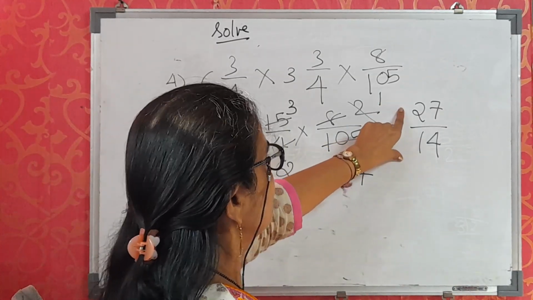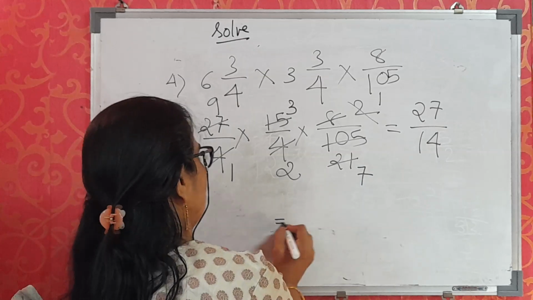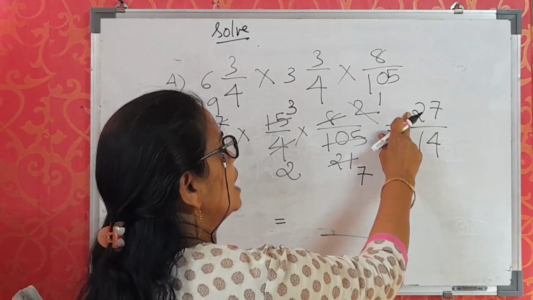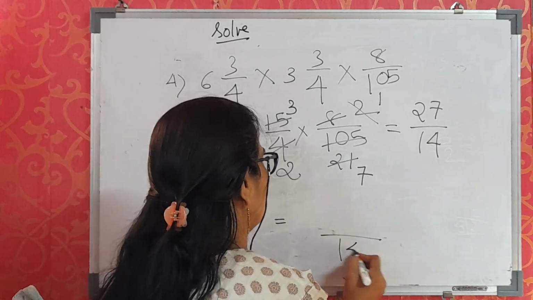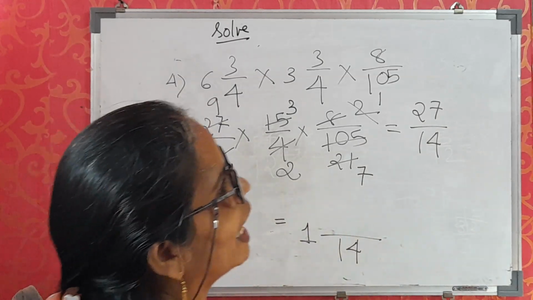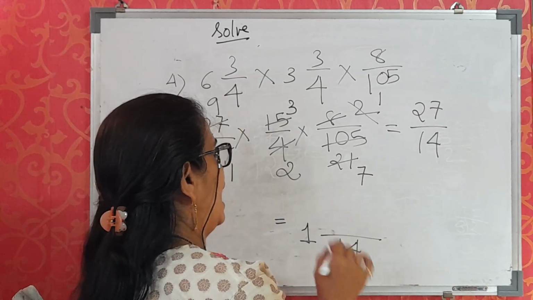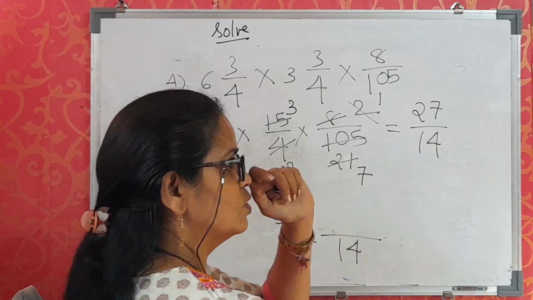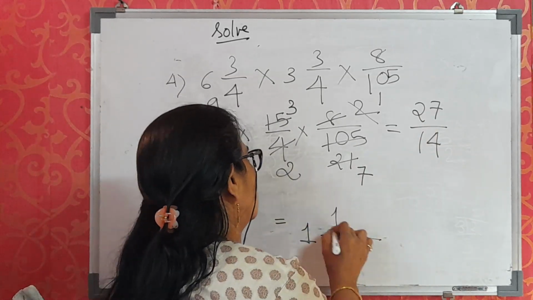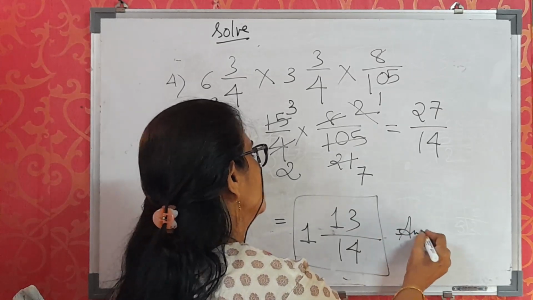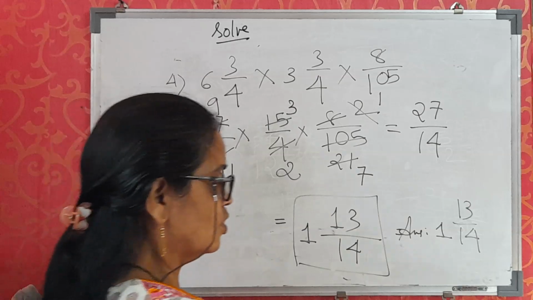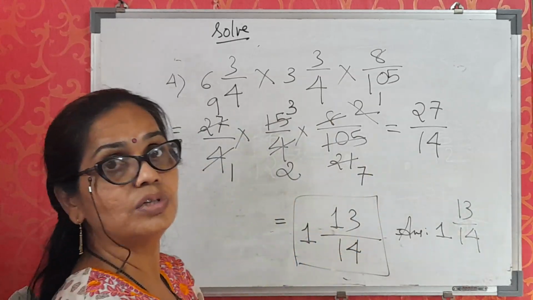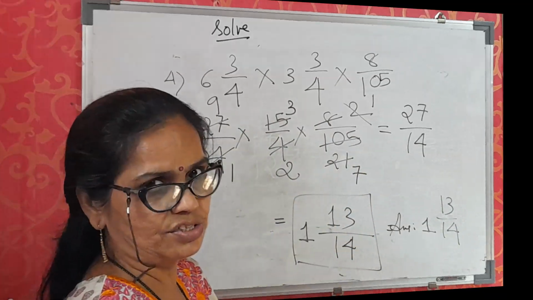Since it is an improper fraction, we will convert it to a mixed fraction. 14 2s are 28, which is bigger than 27. So we have to take 14 1s are 14. And in that, how many numbers will we add to make it 27? So it would be 13. So your final answer is 1 integer 13 upon 14. Right? So in this way, you can do the multiplication of fractions.